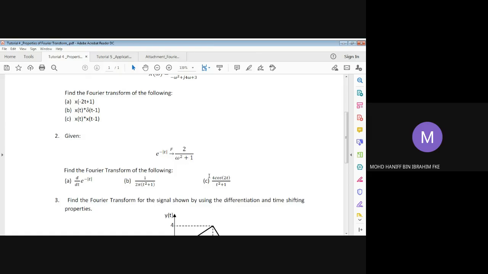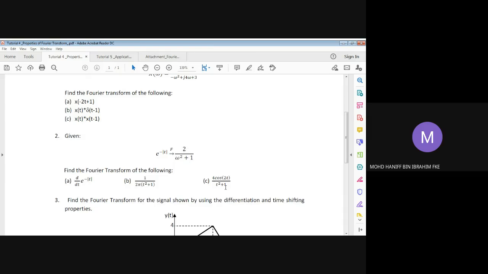Okay, but in this particular case, you are given 4 cos 2t divided by t squared plus 1. If we compare the given transformation and the questions here, we can see the same pattern, but the pattern in the given information is in the frequency domain, while the question is in the time domain. Yeah, we have omega squared plus 1, and here we have t squared plus 1.